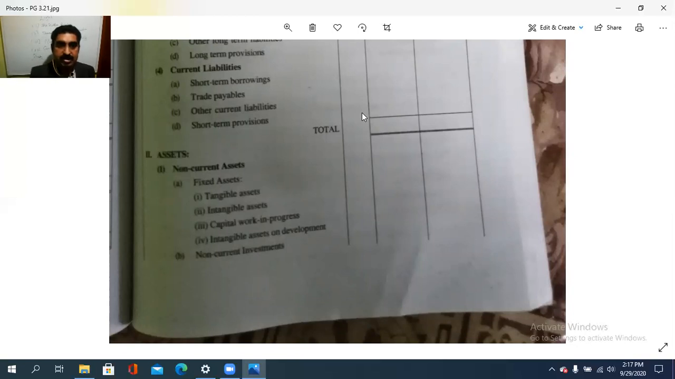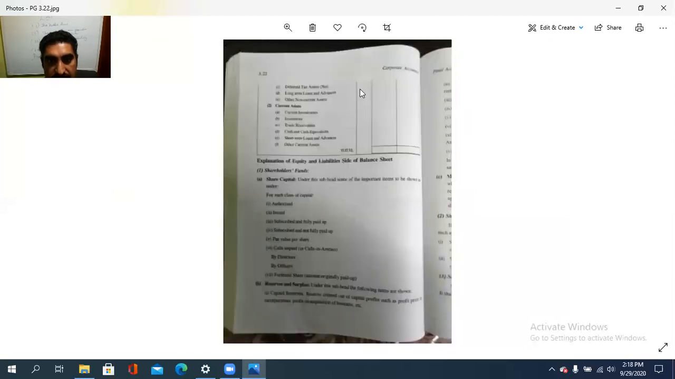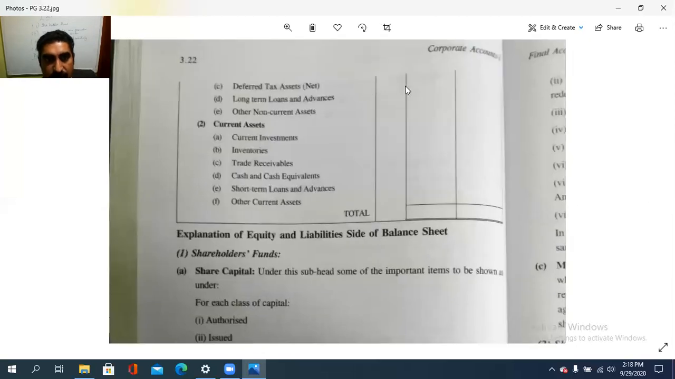So non-current assets, under that fixed assets: tangible, intangible, capital work in progress, intangible assets under development. Then non-current investments, deferred tax assets net, long-term loans and advances, and other non-current assets. While current assets are current investment, inventories, trade receivables, cash and cash equivalents, short-term loans and advances, other current assets. So this is the format for a balance sheet.